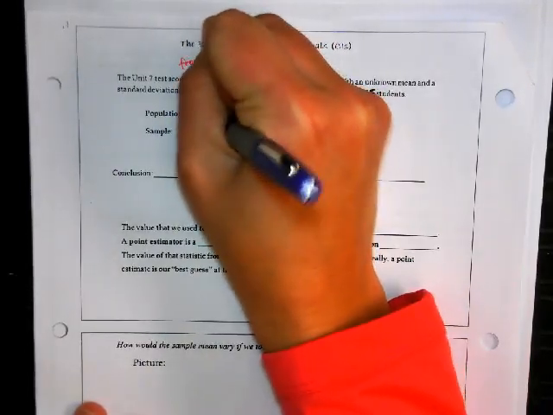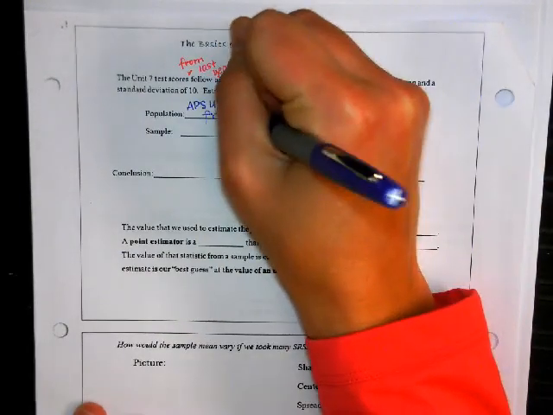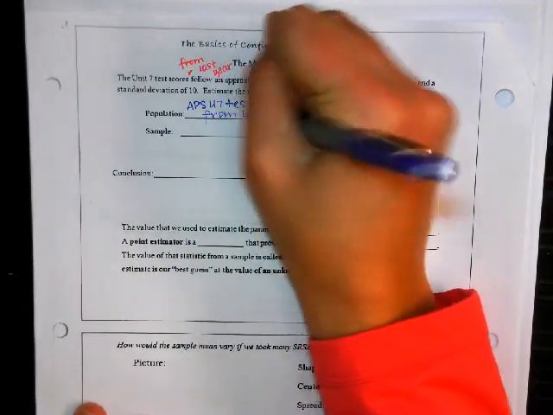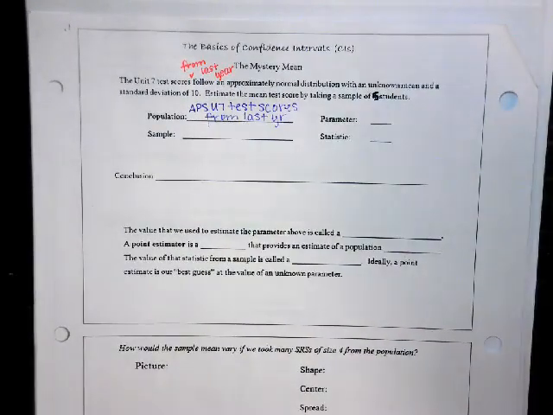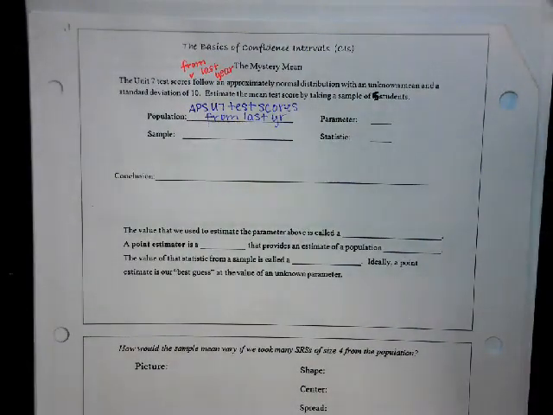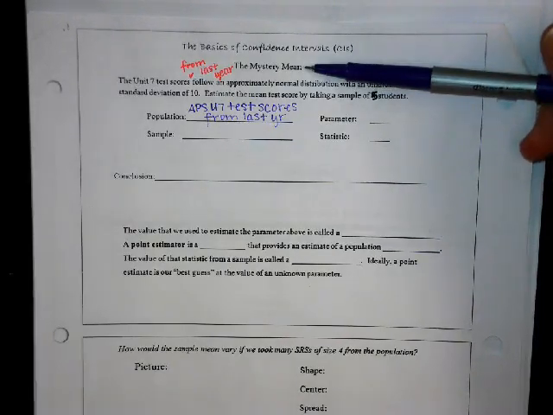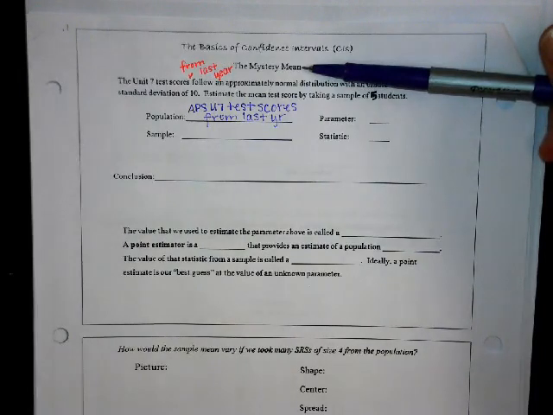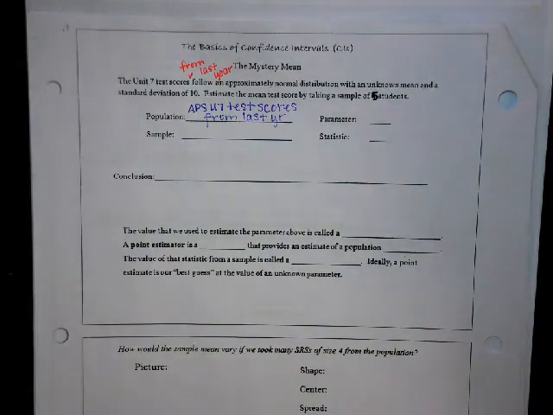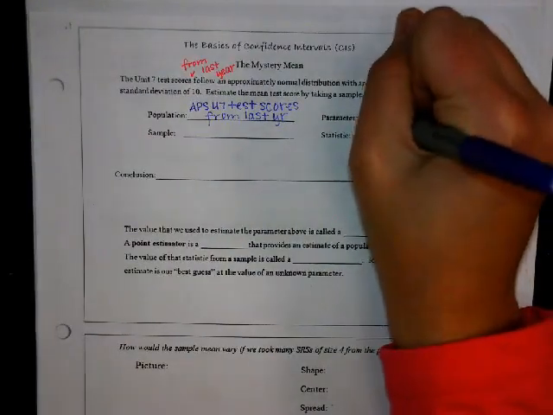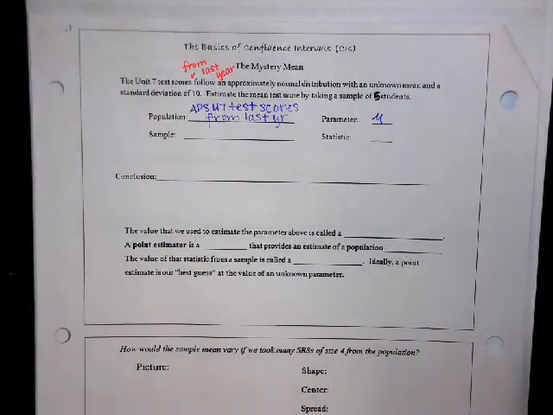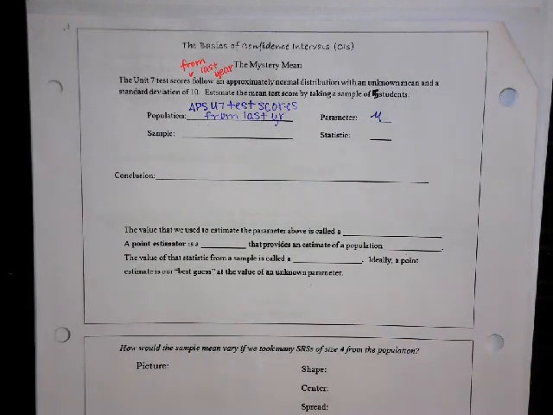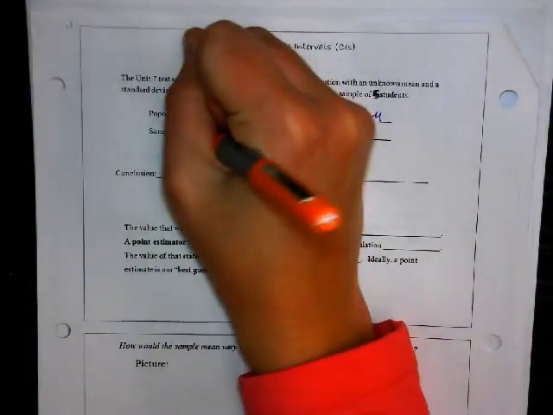Are we working with the mean or the proportion? Mean or proportion? Mean. It says mean right there. So, parameter, mean, what's our notation? Mu. What's our sample gonna be? 5 students. And what notation will we use then?